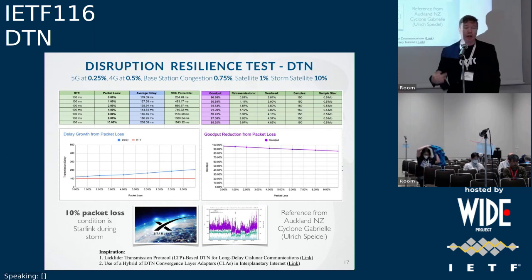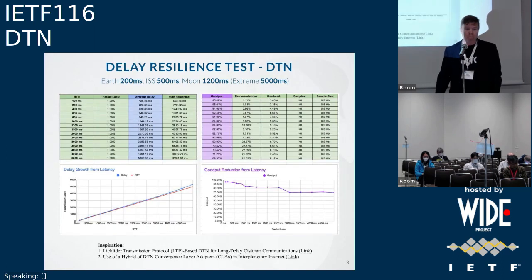And just for reference, what does it mean to be 10% packet loss? There is a very good measurement by Ulrich Speidel on Starlink that it corresponds to using Starlink, for example, on a vessel during a storm. So this is related to critical infrastructure where regardless of the conditions, you still have to be able to communicate data. Next slide, please. Then we move to the delay resilience.